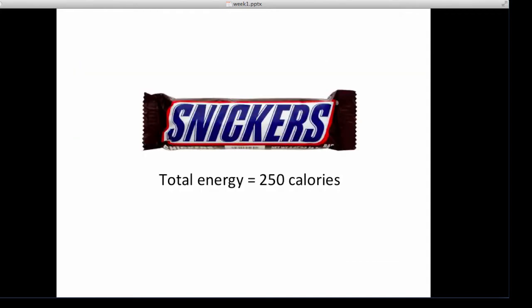So when we look at energy, let's look at a very common example here. Think about a Snickers bar. It's easy for us to figure out the energy in a Snickers bar because some laboratory somewhere has already done that test for us, and they've been nice enough to label it for us. So we know that in one Snickers bar, there's about 250 calories.